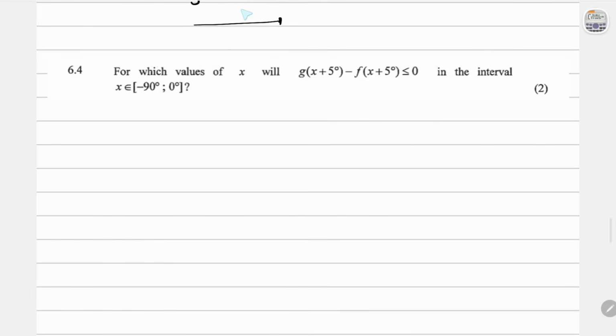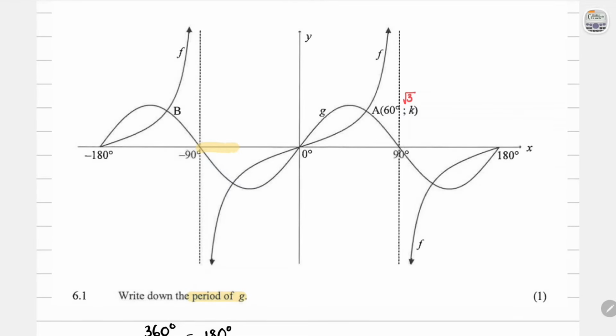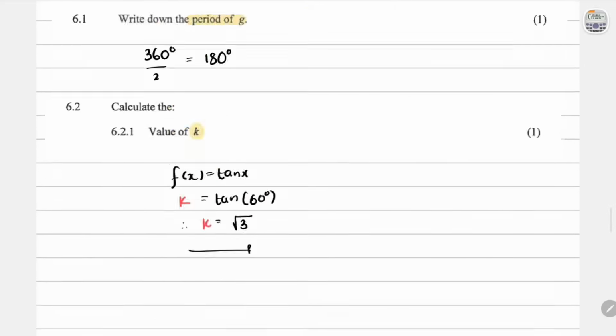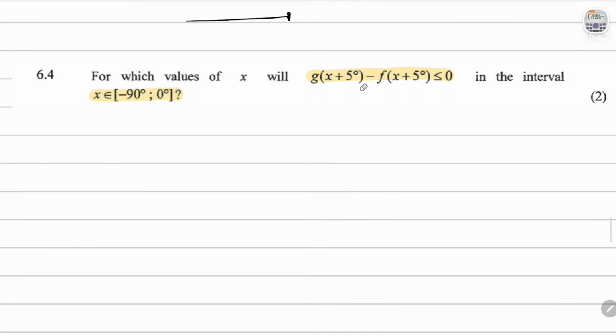Question 6.4 says, for which values of x will g of x plus 5 degrees minus f of x plus 5 degrees be less than or equal to 0 in the interval where x is an element of negative 90 degrees to 0 degrees. So let's look at where this is on our graph. We're going from negative 90 to 0, so we are only allowed to look within this interval. So don't look at any other part, just here. Okay, so we need to find out where this minus that graph gives you a value less than or equal to 0. Here's what you can do when you see that they're being subtracted. You can simply transpose the negative one. So this is actually g of x plus 5 degrees less than or equal to f of x plus 5 degrees. So this is what we're looking for.